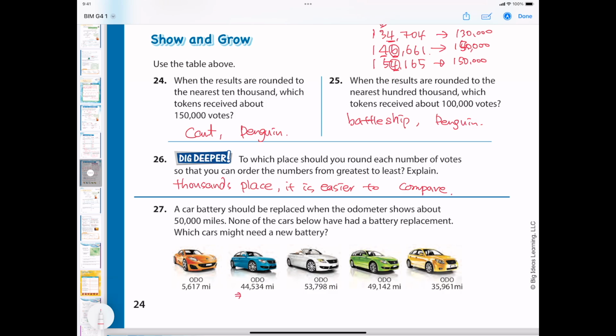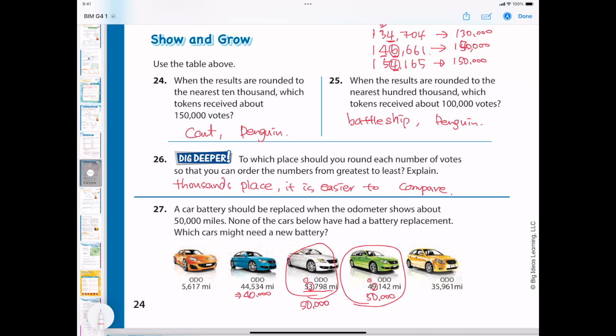The next is 44,000. When you round it to the nearest 10,000, it's going to be 40,000, so it has not reached it yet. 53,000 has already passed, which means you don't even need to round. But when you round, the target number is in the 10,000s place and the meta number is 3, so 50,000. So you need to change the white car's battery. And what about the green car? The target number is 4 and the meta number is 9, so round up to 50,000. So the green car's battery needs to be replaced.